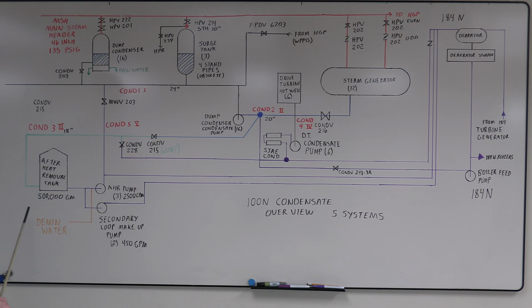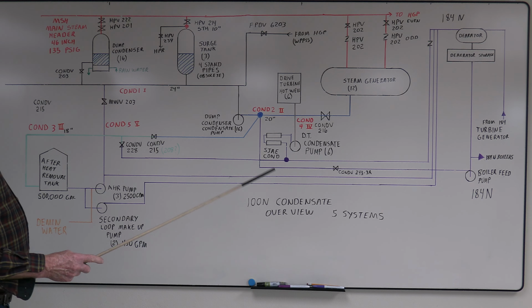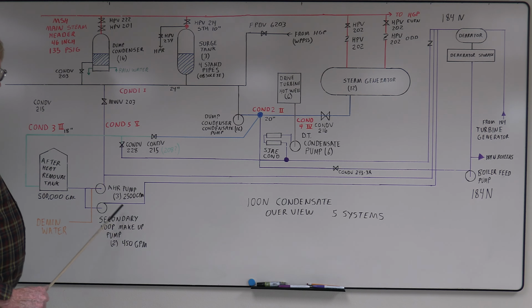Your after heat removal tank. Here's a 500,000 gallon tank. This took all the used condensate, come back here. Normally use your secondary loop makeup pumps. They ran about 450 gallons a minute maximum. They pretty much went just to the deaerator in 184.